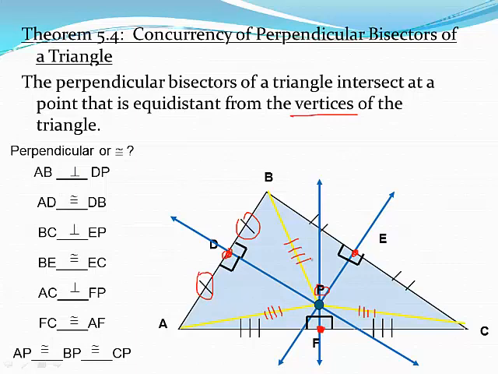So that's what the concurrency of the perpendicular bisectors of a triangle states: that AP is going to be congruent to BP, which is going to be congruent to CP. You construct the perpendicular bisectors, they intersect. That point of concurrency is going to be equidistant from each one of the vertices.